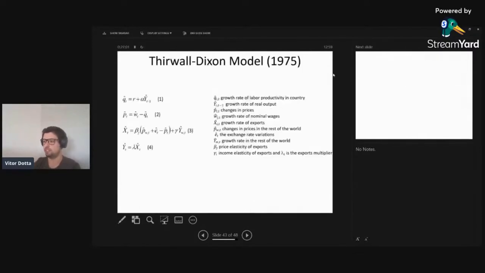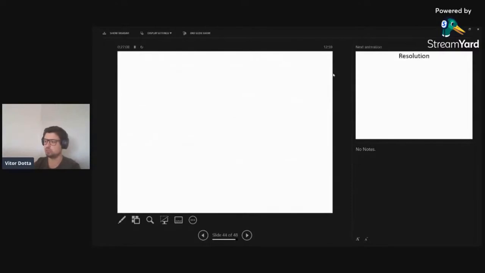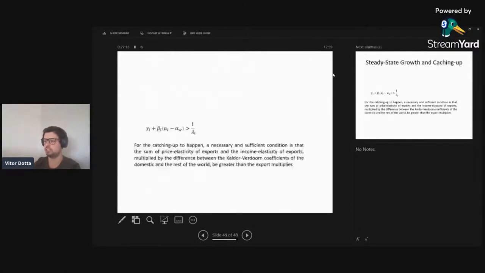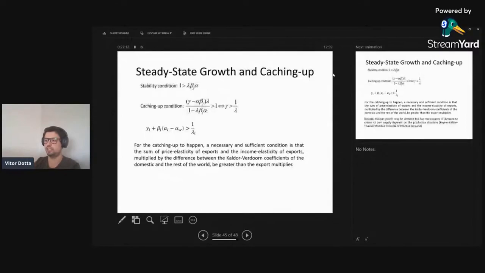Here is the specification of the Dixon-Thirlwall model. Yes, I will continue to the resolution of the model. So after some algebraic passages, we can find the steady state growth solution for catching up.